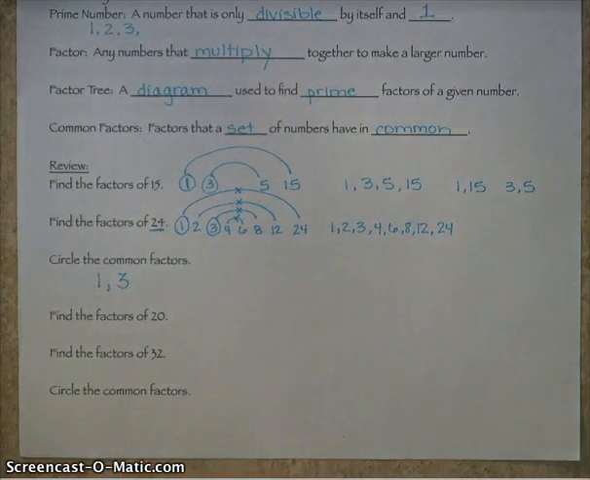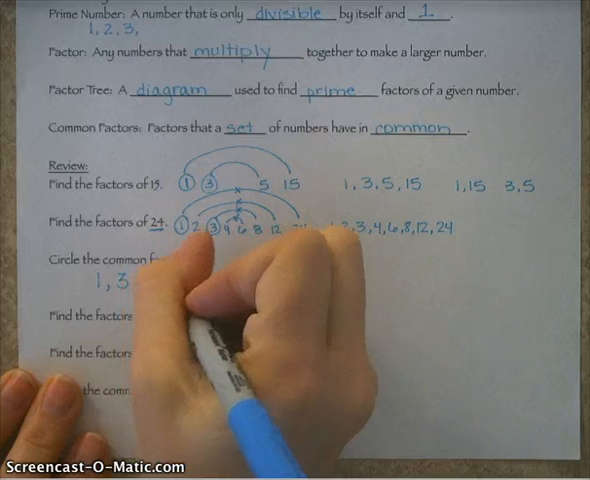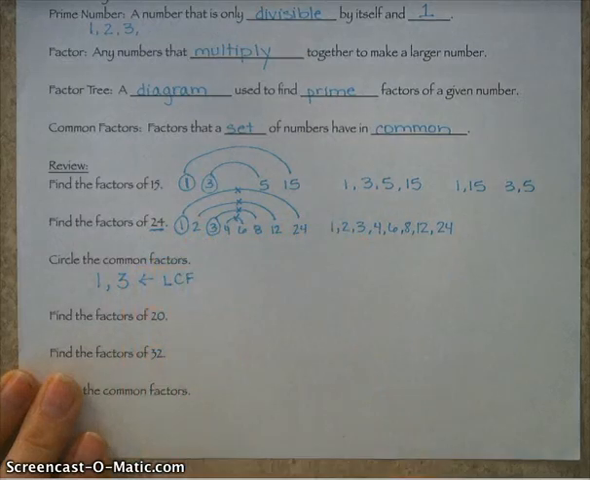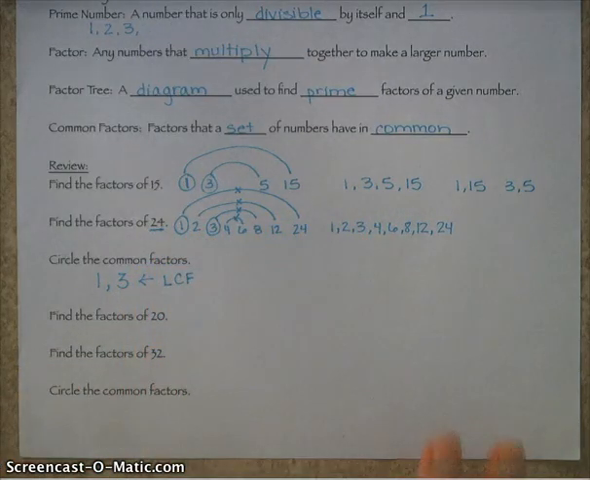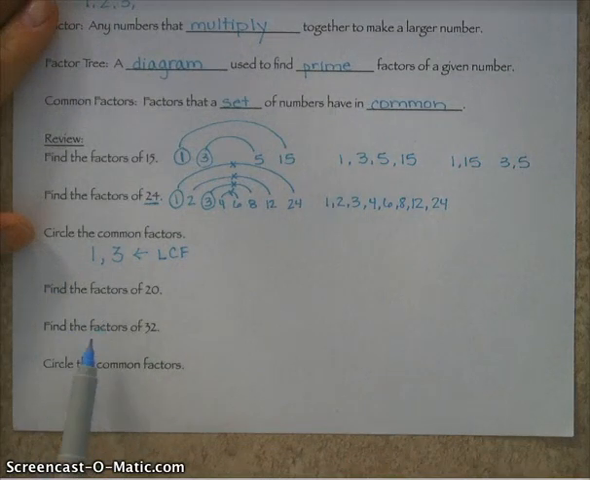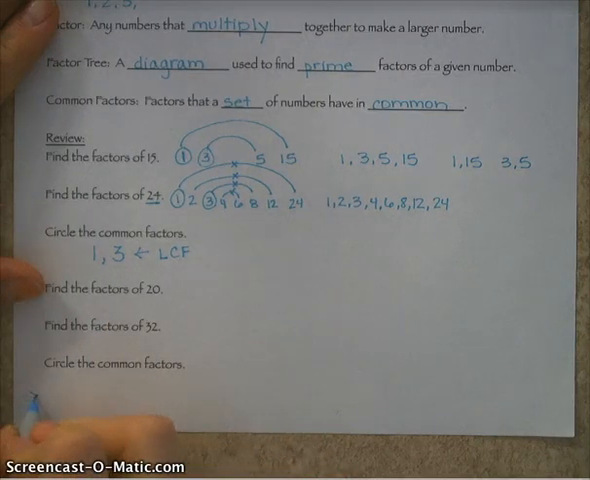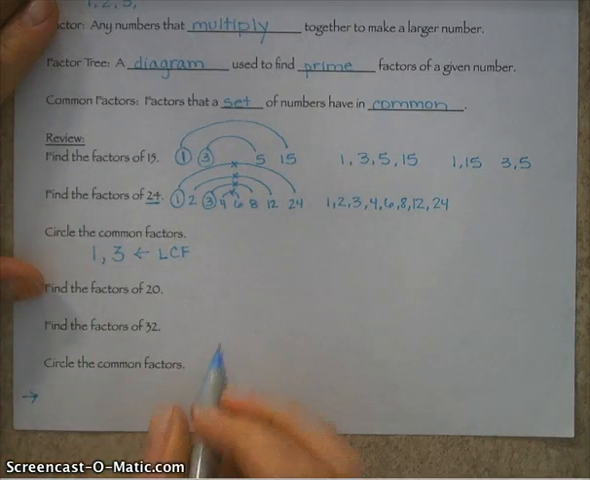Now if I'm looking for the least common factor, it's going to be the smallest factor they have in common that's not 1. So the least common factor would be 3 in this case. Alright, I want you to take that and try and solve this next one. Find the factors of 20, find the factors of 32, circle the common factors, and then I would like you to list them here after you've circled them up here.